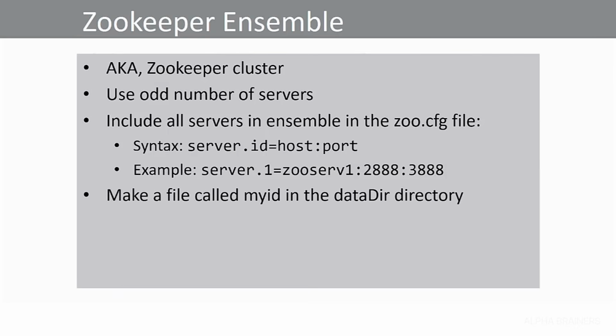You will also make a file inside of the data directory. This is how Zookeeper knows what server it is, whether it's server 1, server 2, server 3, or whatever. It's going to be a file called myid, and the only thing in there is going to be the ID for the local host. So if I was on server 3 of my ensemble, I'd create a file inside the data directory called myid, and the only thing I'd have in there is the value of 3, and that's it.